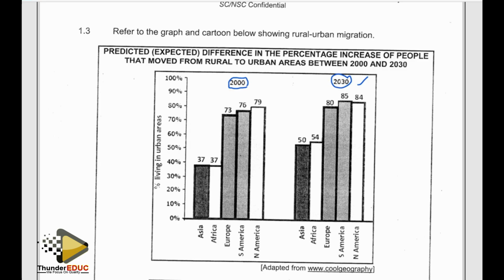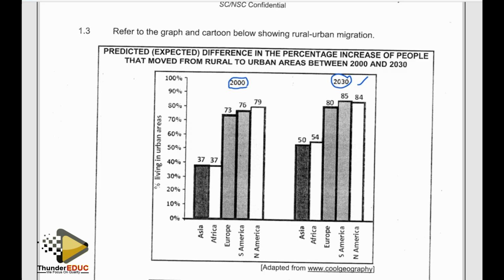If you check for Asia, it's 37 in 2000 and is going to increase to 50 as in the year 2030. So you can see the difference there from 37 to 50. That is a difference of 13. If you subtract these two, 50 minus 37, it is a percentage increase of 13%. 13% more people will move as compared from 2000 to 2030.